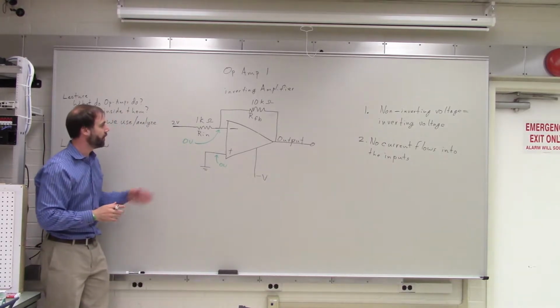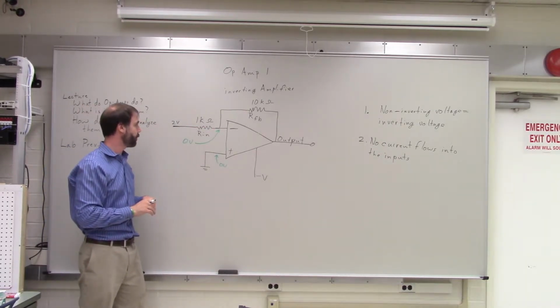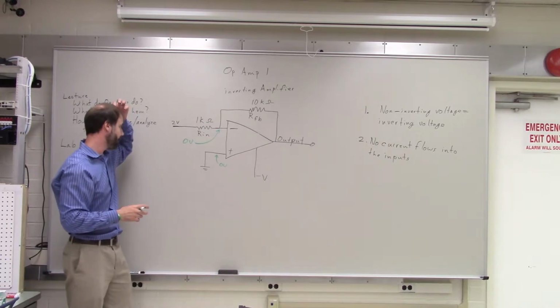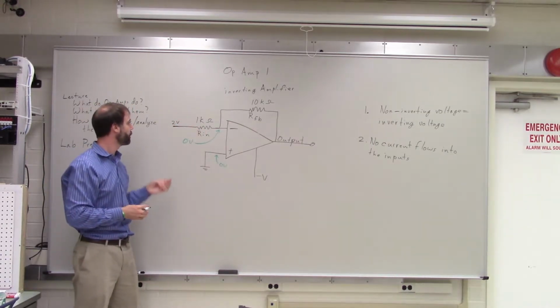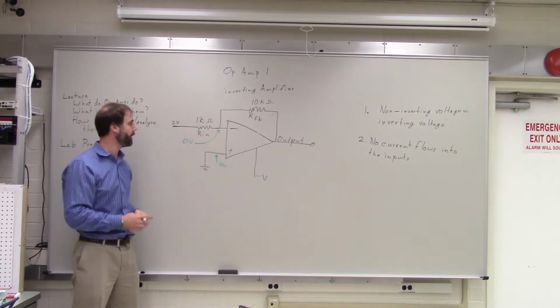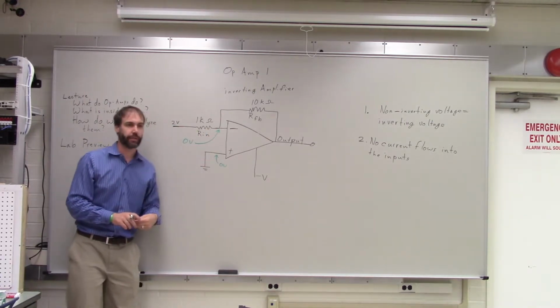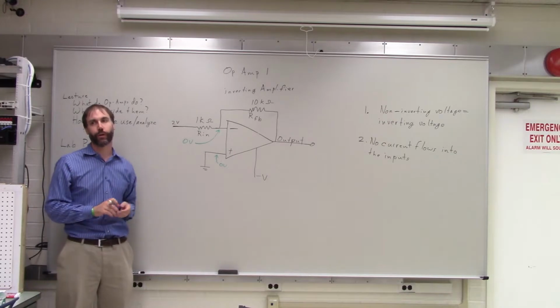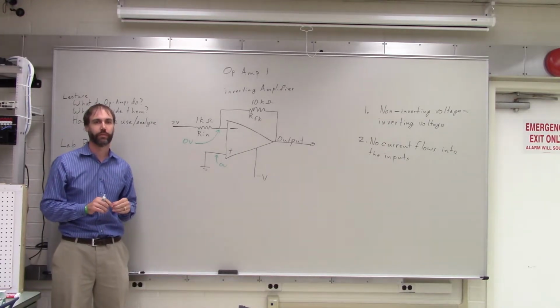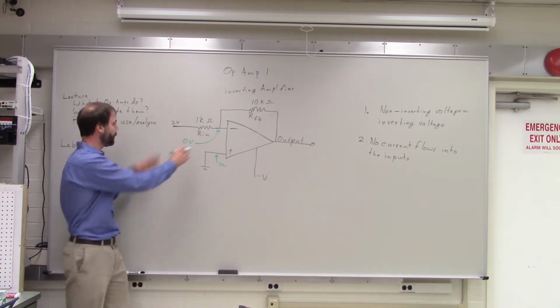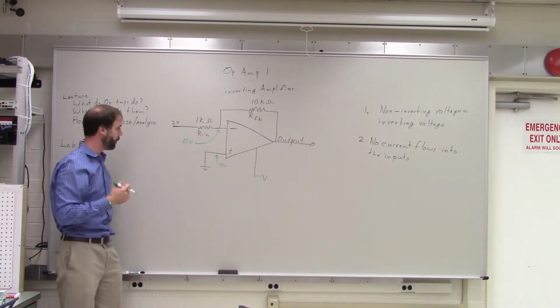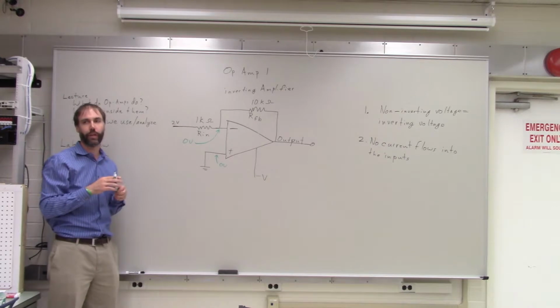So that's from rule number 1. We know that. So now we have a 1 kilo ohm resistor with 2 volts on one side and 0 volts on the other side. Can we figure out how much current is flowing through there? Well, it's not 0, right? We have a voltage across the resistor, so we can use Ohm's law to figure that out.